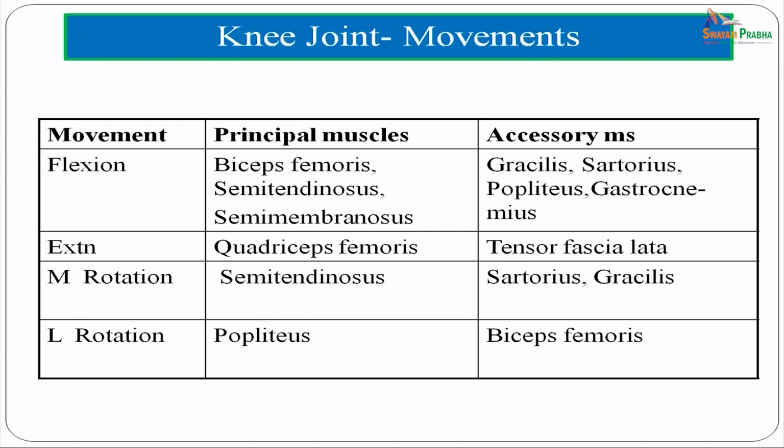Let us now have a look at the various movements which are possible at the knee joint. The principal muscles which cause flexion include the hamstrings, that is the biceps femoris, the semitendinosus and the semimembranosus. The accessory muscles which cause flexion at the knee joint include gracilis, sartorius, popliteus and gastrocnemius. The ham part of adductor magnus also helps in flexion. The main extensors of the knee joint include the quadriceps femoris assisted by the tensor fascia lata.